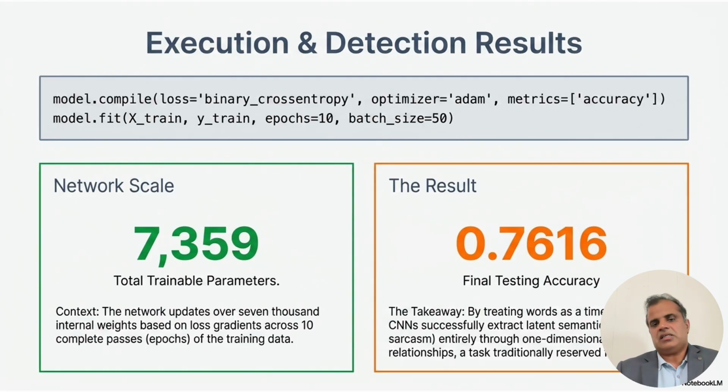The payoff is on the right, a 76.1% accuracy rate on completely unseen testing data. The big takeaway here is the validation. By structuring language as a sequential 1D matrix, we prove that convolutional neural networks can capture structural semantic nuances incredibly well, a linguistic capability traditionally thought to belong only to complex recurrent neural networks.